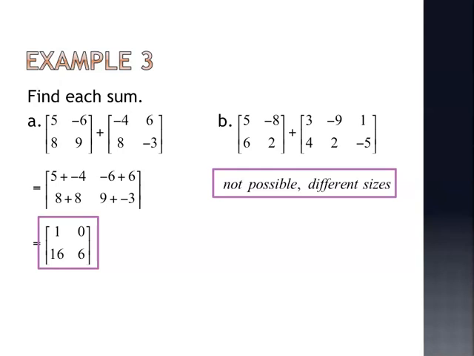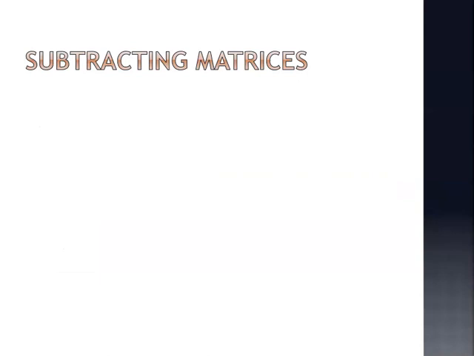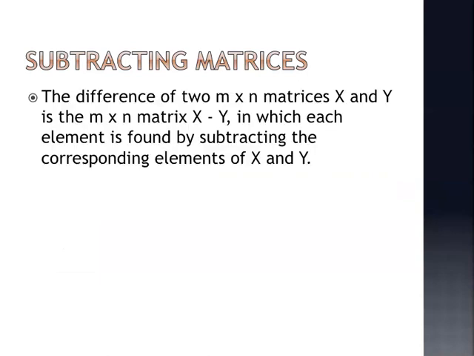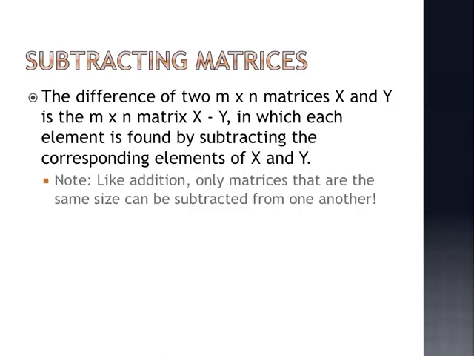Now when it comes to subtracting matrices, the same thing is going to be true. So the difference of two m by n matrices x and y is simply the m by n matrix x minus y, where each element is found by subtracting the corresponding elements of the original two matrices. So just like addition, only matrices that are the same size can be subtracted from each other. So take a look at example 4.